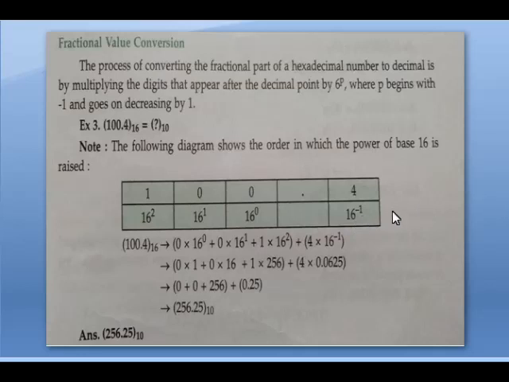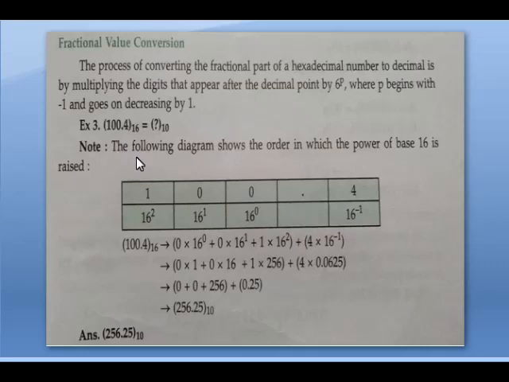These are negative powers. The process of converting the fractional value of a hexadecimal number to decimal is multiplying the digits that appear after the decimal point by 16 power p, where p begins with -1 and goes on decreasing by 1.